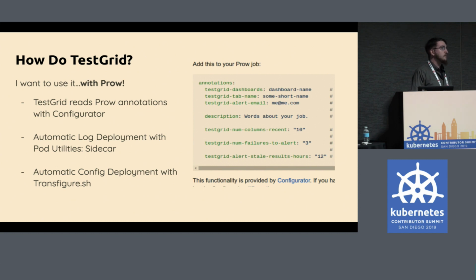TestGrid can read Prow annotations with a particular program we have called Configurator. So instead of specifying, I want this dashboard and this tab and this job, you can just write directly on the job: this job should have tests, put it on this dashboard, email this person when it breaks. And it's very quick and very easy, and it's right next to the job. In addition, you don't have to worry about where the logs actually are, because the pod utility that goes with your test with Prow automatically uploads all of your logs to GCS.